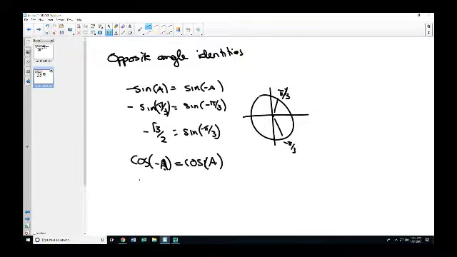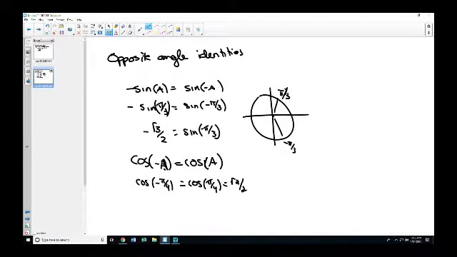So if I ask you what the cosine of negative pi over 4 is, it's the same as cosine of pi over 4, which is root 2 over 2. So this also relates to just moving everything back to quadrant 1. Once again, we're moving back to quadrant 1 if we can. Again, not absolutely necessary. It can be helpful.